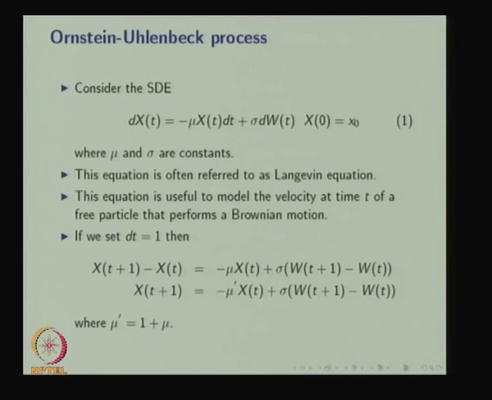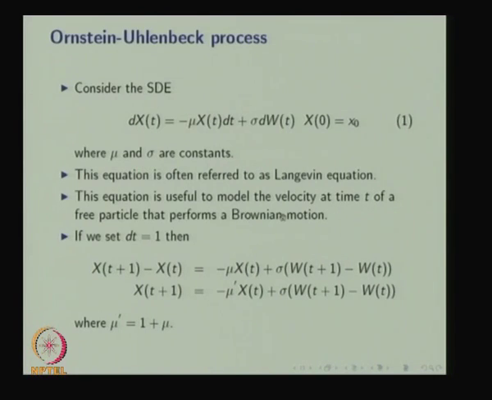Now we are moving into the second model, that is the Ornstein-Uhlenbeck process. Consider the stochastic differential equation dX_t is equal to minus mu times X_t dt plus sigma times dW_t, where mu and sigma are constants. This equation is also referred to as the Langevin equation. This equation is useful to model the velocity at time t of a free particle that performs a Brownian motion.